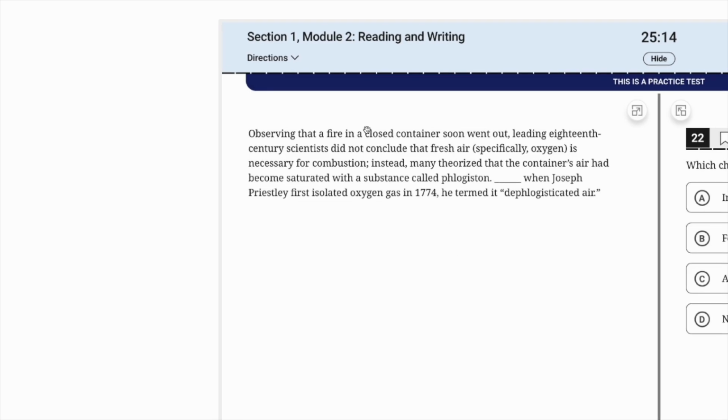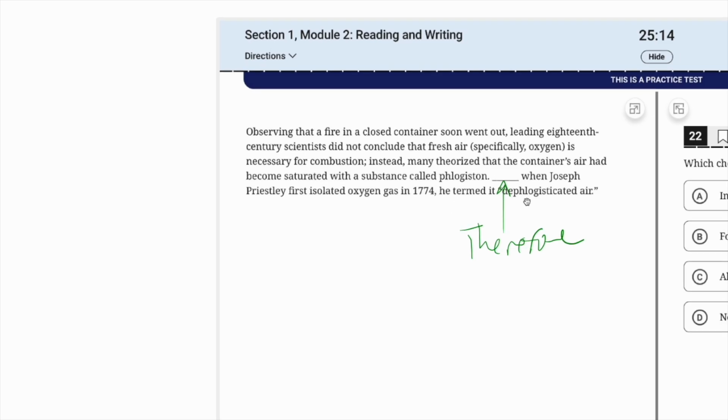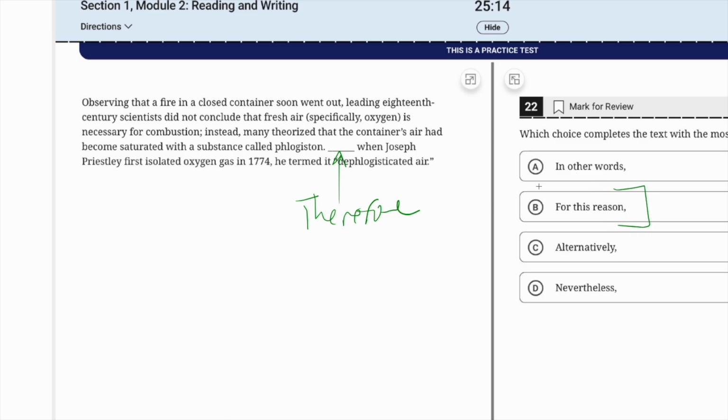Observing that a fire in a closed container soon went out, leading 18th century scientists did not conclude that fresh air is necessary for combustion. Instead, many theorized that the container's air had become saturated with a substance called phlogiston. Blank, when Joseph Priestley first isolated oxygen, he termed it dephlogisticated air. So this is cause and effect. It's because of the fact that they thought it was saturated with phlogiston that he called this thing dephlogisticated air. He thought this stuff had been removed from it. So therefore, or for this reason.